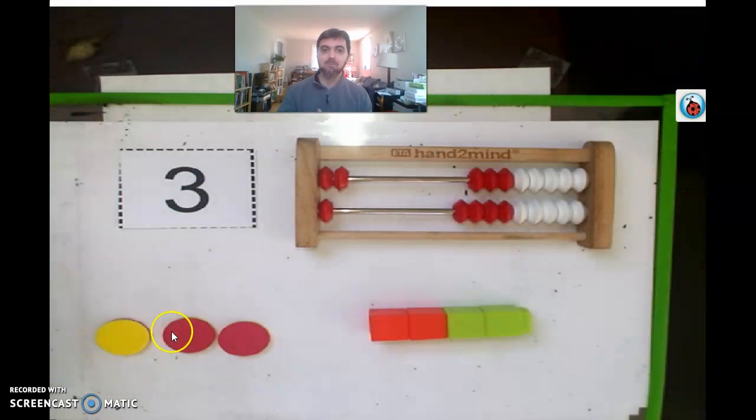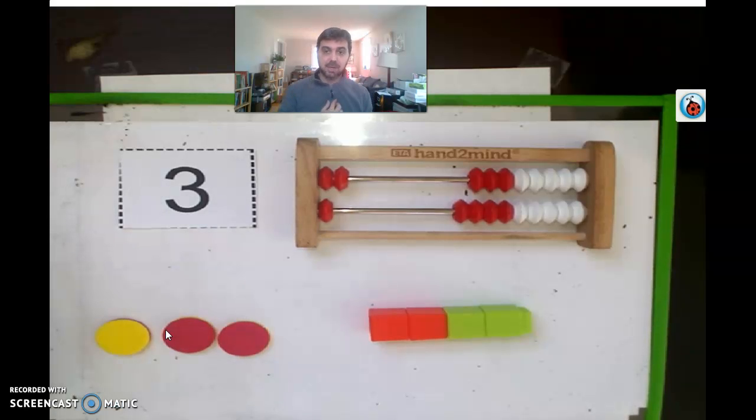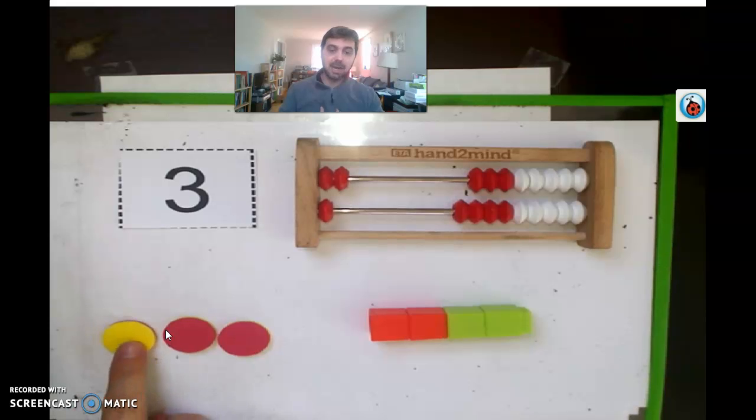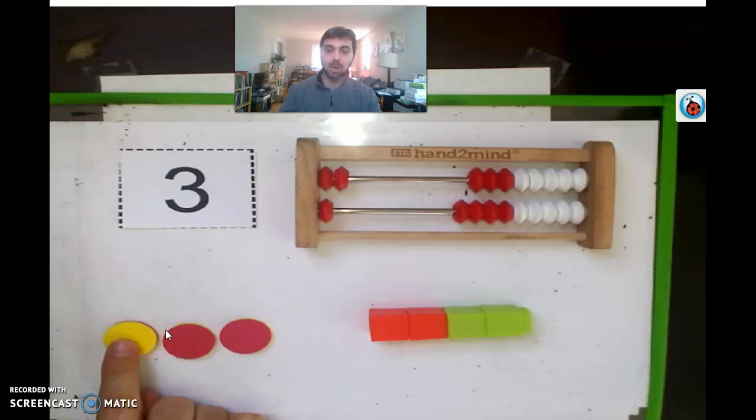Here's an example. I have the number 3. Here I have 3 counters. Now we're going to be talking a lot this week about numbers and how you can decompose or break them apart. So 3 here, you can see it can be 1 and 2 more. 1 and 2 makes 3. Look, 1 and 2 makes, magic trick, 3. Ta-da!